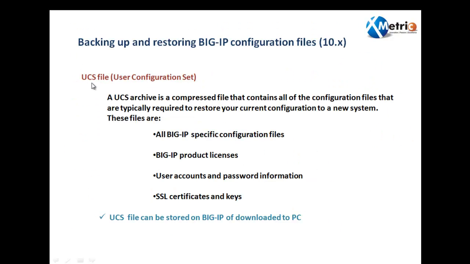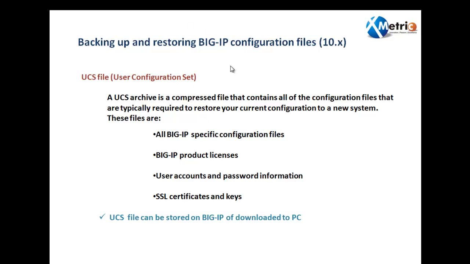When we create a backup, we are basically creating a UCS file, which is called a user configuration set, and a UCS archive is a compressed file which contains all the configuration files typically required to restore the current configuration to the same system or to a new system in case of RMA. These files contain all Big IP specific configuration files, Big IP product license, user accounts and password information, SSL certificates and keys.